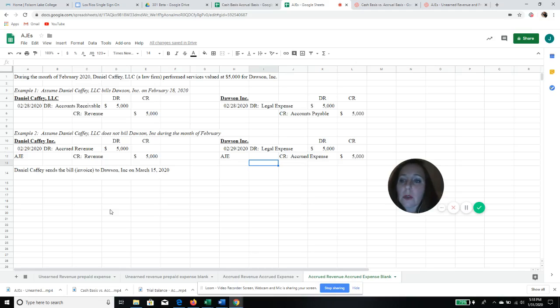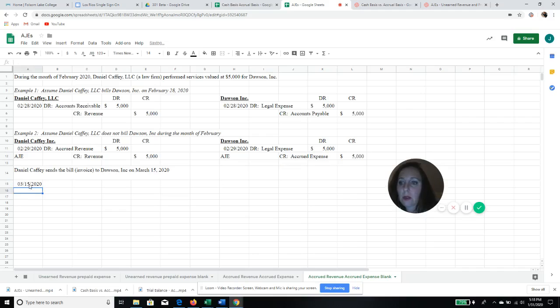Okay. So before we wrap this up, let's talk about what happens when they finally do send the bill, those slow lawyers. Daniel Caffey finally sends the invoice to Dawson Inc. on March 15th. So on March 15th, Daniel Caffey LLC is going to debit accounts receivable, because that's what you debit when you generate an invoice for your customer, your client, for $5,000.